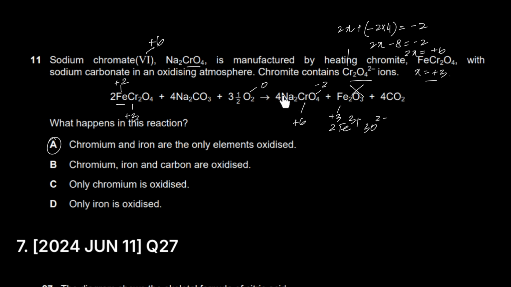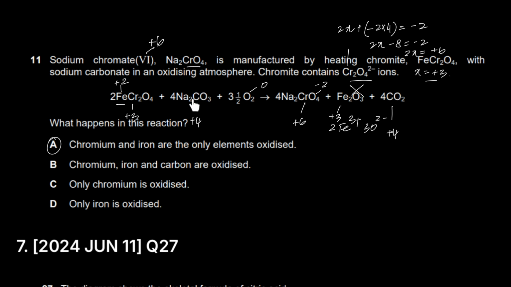Went from 0 to -2. So oxygen is being reduced, and carbon's oxidation number is the same. It is +4 here, and you can check it's +4 here. So it doesn't matter. You can even calculate it. Carbon is X, oxygen is minus 2, times 2 because you have 2 oxygens. So X minus 4 equals 0, X equals plus 4.